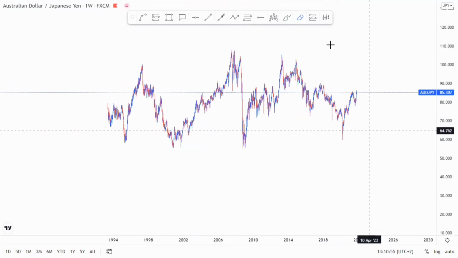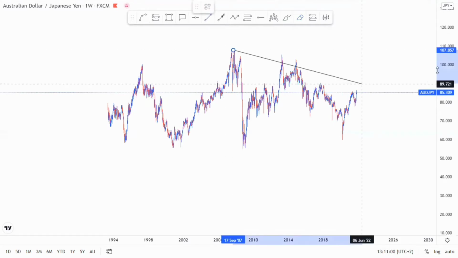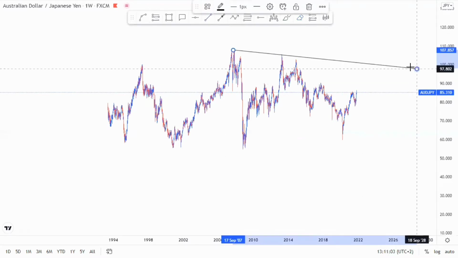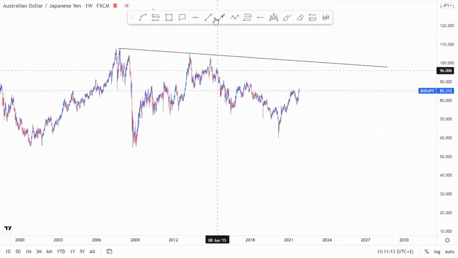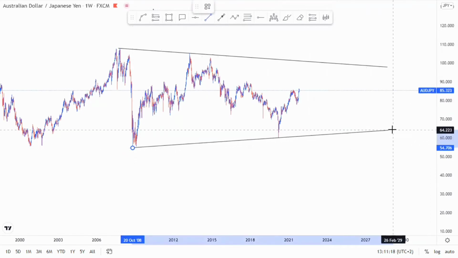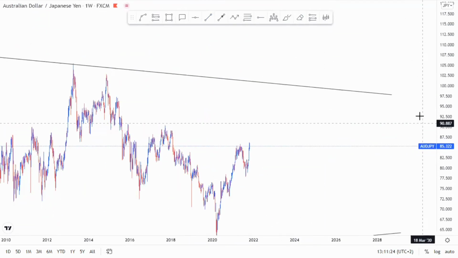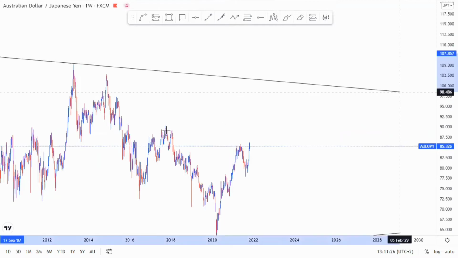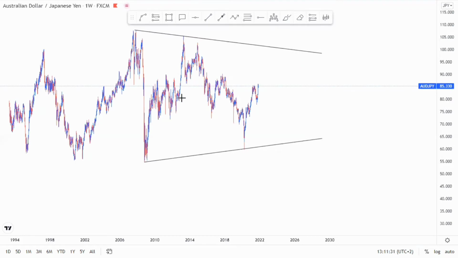So let me draw my trend lines from the higher time frame all the way down to the lower time frame. Let me start with this, setting the settings of this trend line to only go to the hours and the days and the weeks. So let me draw on both sides. Make sure I get the weeks. Okay.